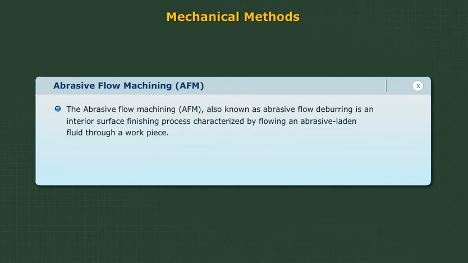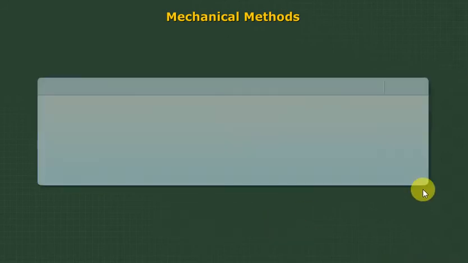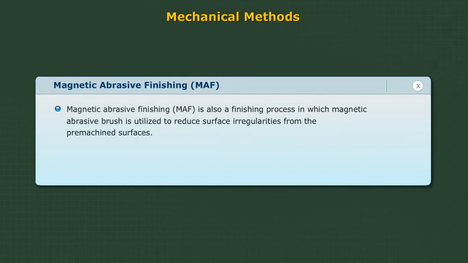The abrasive flow machining, also known as abrasive flow deburring, is an interior surface finishing process characterized by flowing an abrasive-laden fluid through a workpiece. Magnetic abrasive finishing is also a finishing process in which magnetic abrasive brush is utilized to reduce surface irregularities from the pre-machined surfaces.